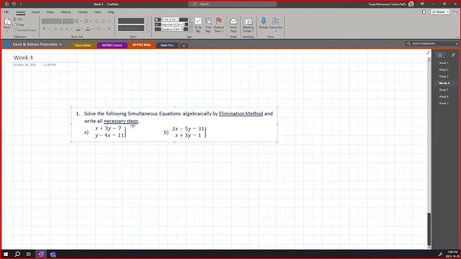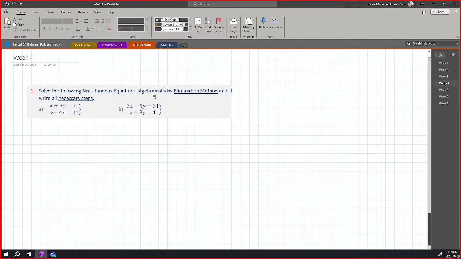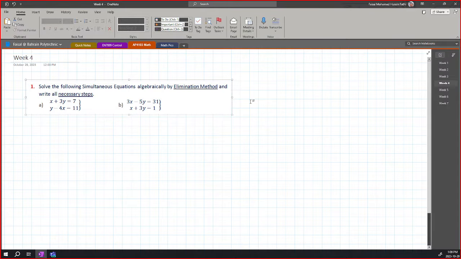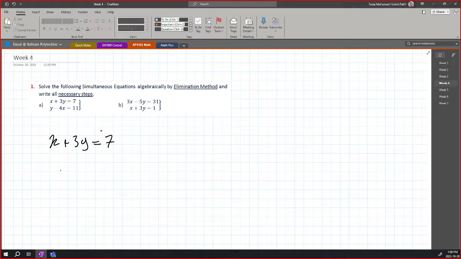We'll start solving simultaneous equations. In simultaneous equations we have two main methods that we can use. The first method is called the elimination method. The idea of it is to eliminate one of the variables we have. So let's start with x plus 3y equals 7, y minus 4x is equal to 11. The elimination method is when we need to get rid of one of these variables so we can solve for the other one.